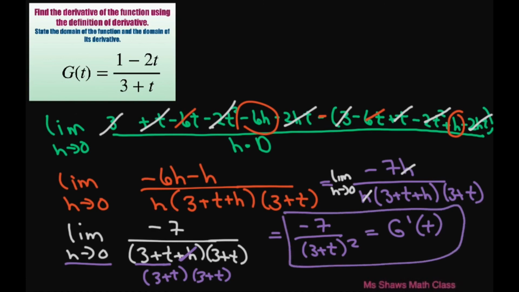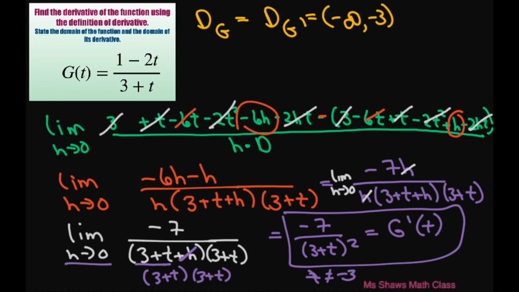Okay, looking at the domain, it looks like the domain is the same. t cannot be negative 3. So basically, the domain of g equals the domain of the derivative of g, or g prime, which equals negative infinity to negative 3, or negative 3 to infinity.